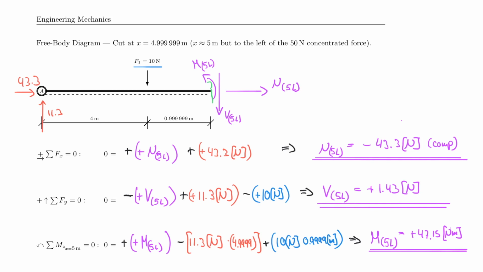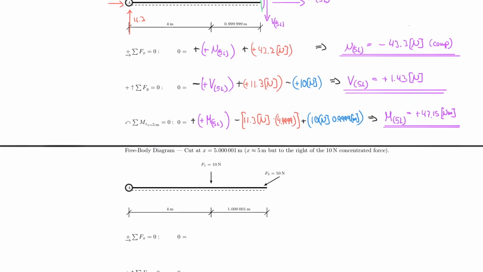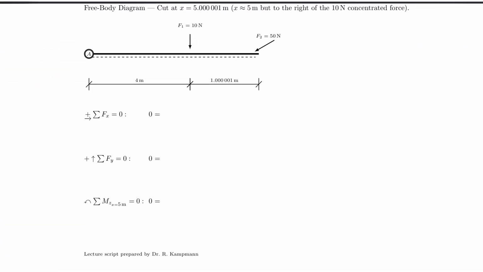Now we have all the numerical answers here. Let's move on to our last cut. And that is for 5 meters to the right of the force. So once again, we cut the system right here. We bring in our forces. So first we have the external forces, which are the 11.3 and the 43.3. And because we cut right here, we now have to go ahead and bring in our external forces, which are technically internal forces, but through the cut we turned them into external forces. So that's our little trick here.